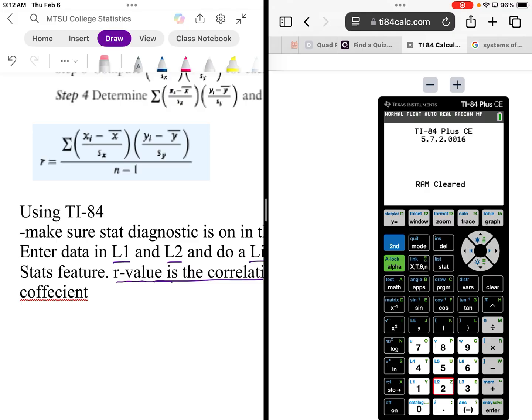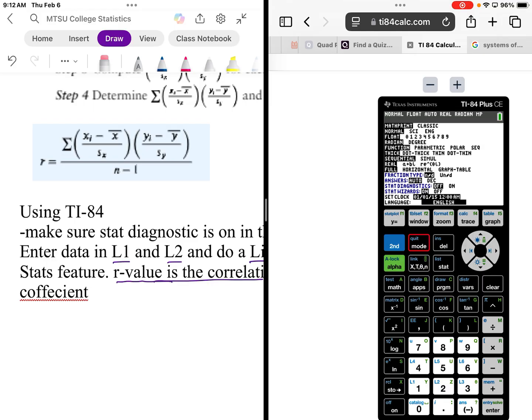Second plus 7, 1, 2 resets it, clears out all the tables, and gets the graphing window back to a normal 10 by 10 window. Now, if I go into the mode button, scroll all the way down to where you see StatDiagnostics, arrow over to On, and press enter. Now that feature will be available to me, so that when I do my linear regression, the r value is going to pop up on the screen. So help your neighbor go to mode, scroll down to StatDiagnostics, and turn it on.